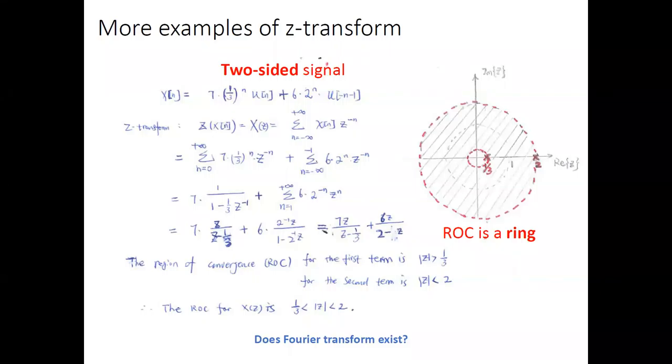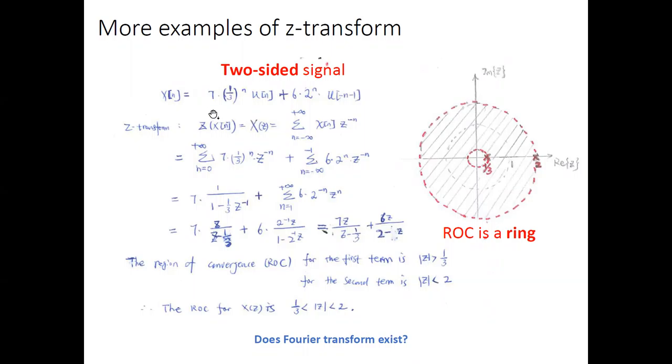This is where we can apply the previous result, right? Because we know that for a right-sided signal, the region of convergence is outside of the pole. The first term is right-sided. The pole is where the denominator equals 0, namely z equals 1/3. So the ROC for the first term is magnitude of z larger than 1/3. For the second term, because it is a left-sided signal, the ROC should be inside the pole. The pole for the second term is z equals 2, because that is what makes the denominator 0. Therefore, inside the pole, magnitude of z less than 2.